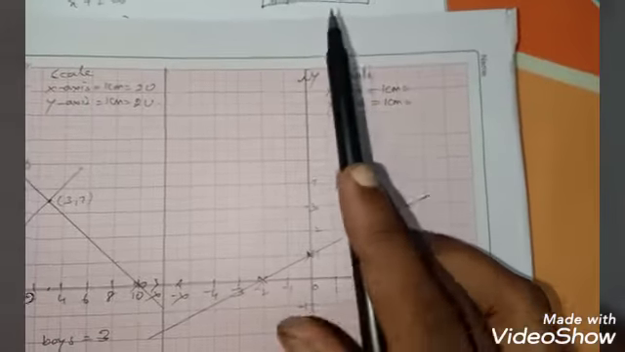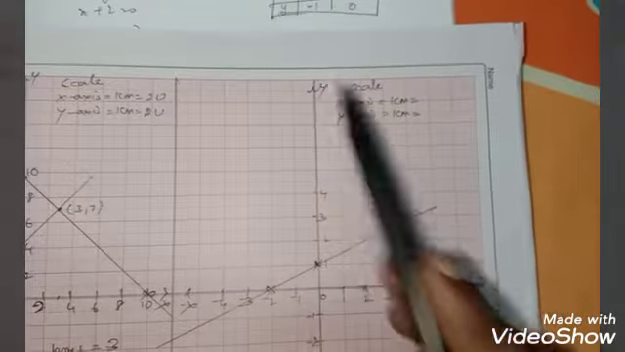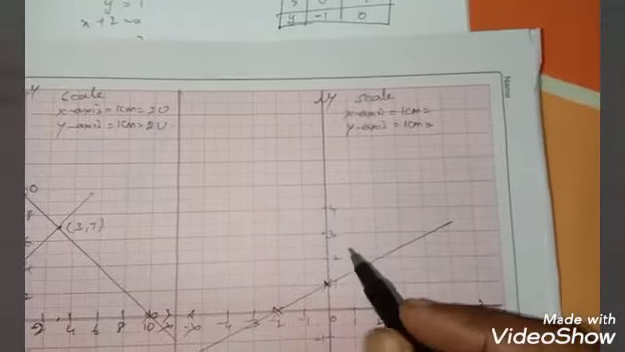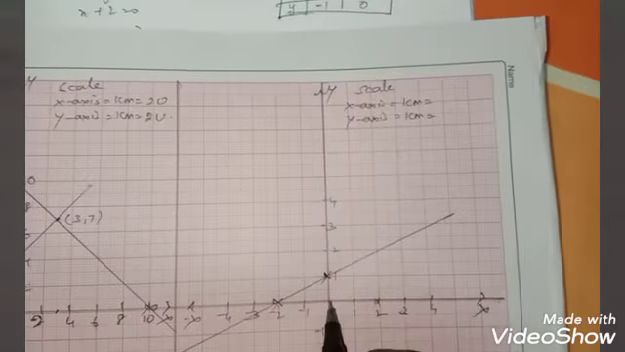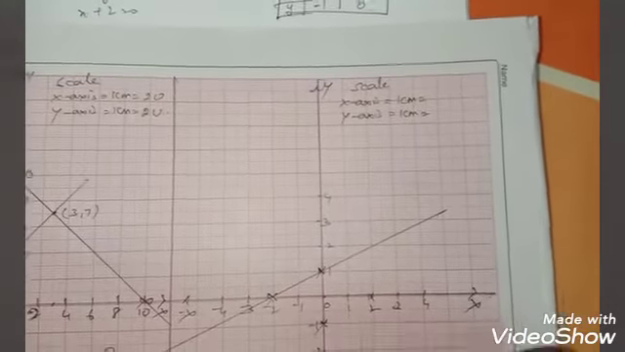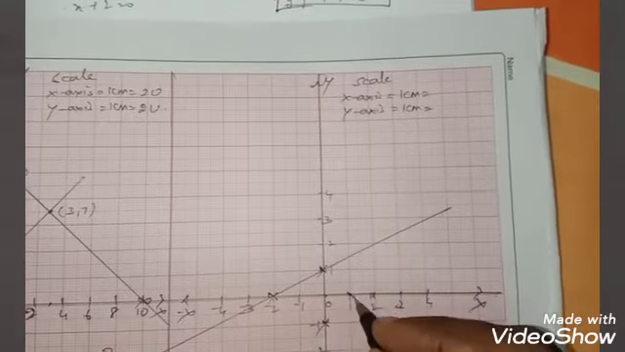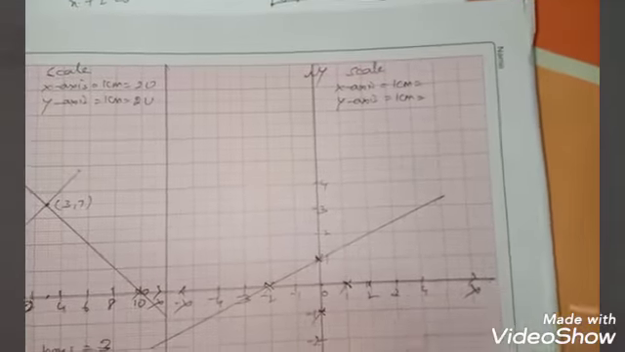Next, substitute your second values, that is x is equal to 0 and y equal to minus 1. Now x is equal to 0, y is minus 1. Minus 1 is here. Next, x is 1 and y is 0. So x is 1 here. So join these 2 points.